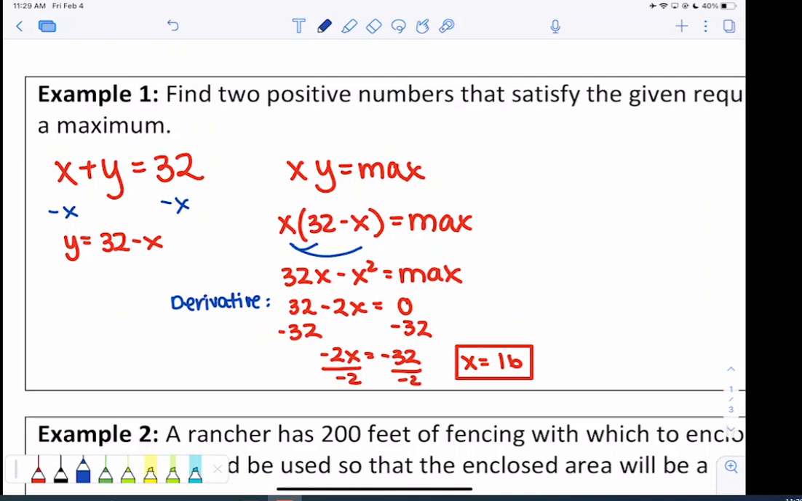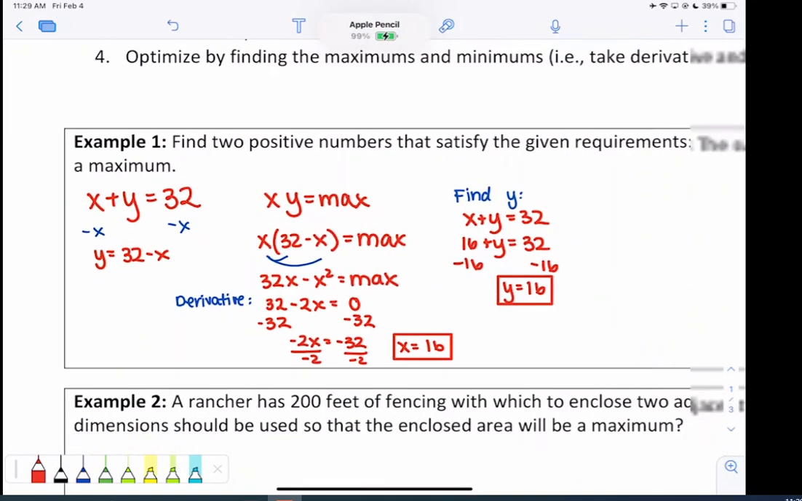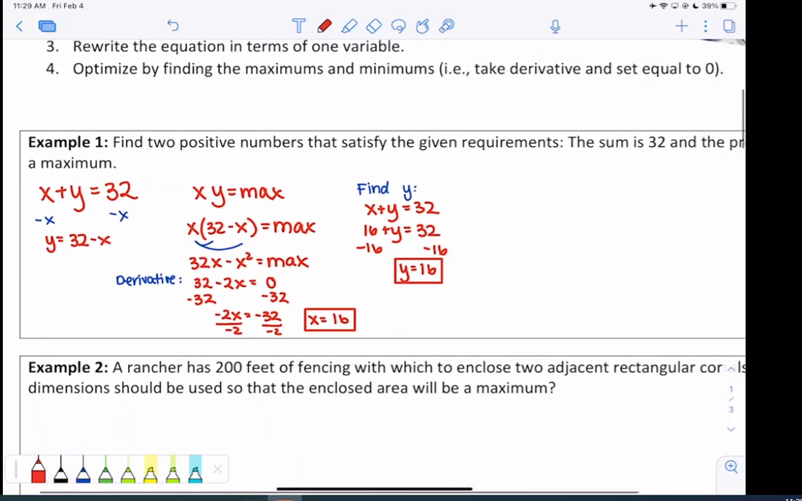Okay, so now I need to find my y. Nice algebra 1 going on right here. x I know is 16. I can subtract 16 from both sides, and my y will also be 16. There we go. So if I want 2 numbers that add up to 32 and I want the biggest possible product, I'm going to want to use 16 and 16.